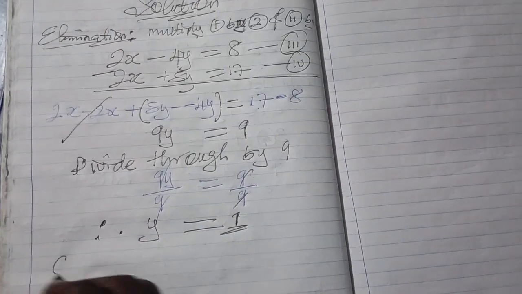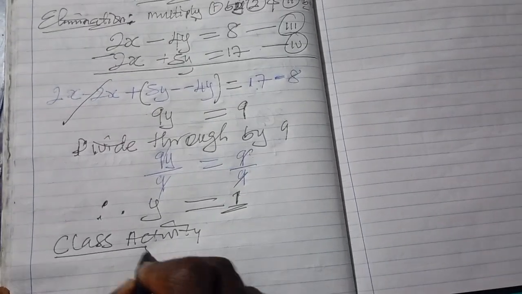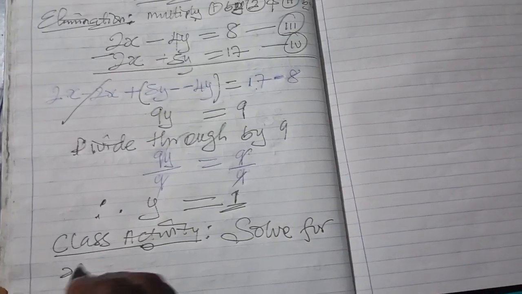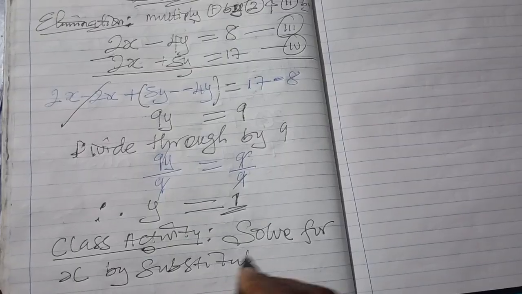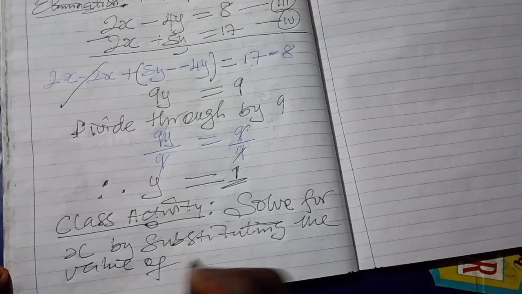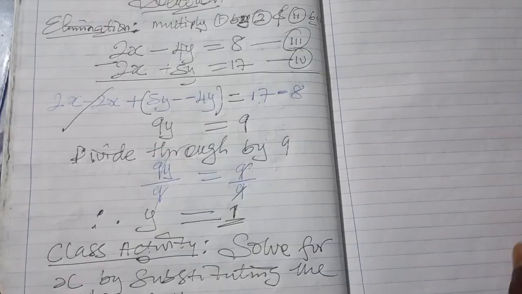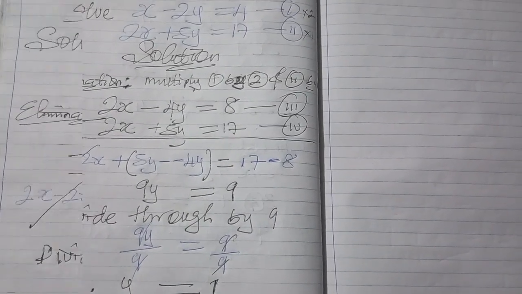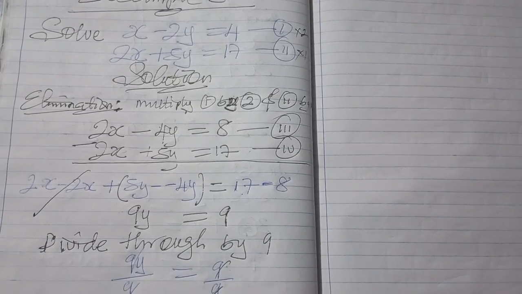Now, class work, class activity. Okay, solve for x by substituting the value of y. Share it. Okay, in our subsequent class we'll be considering substitution method. We're also going to consider word problem leading to simultaneous equation and how to solve it. All right, thank you.